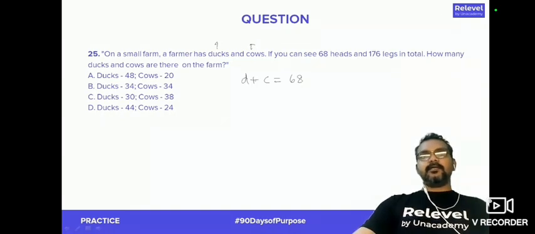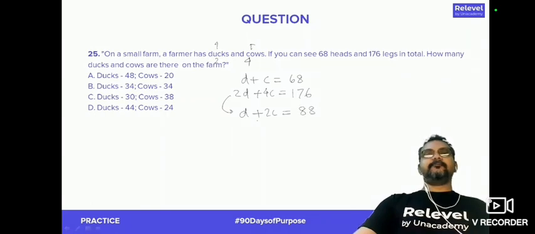Ducks have two legs, cows have four. So 2D plus 4C is 176. Divide this by 2: D plus 2C is 88. Now subtract D plus C from D plus 2C.